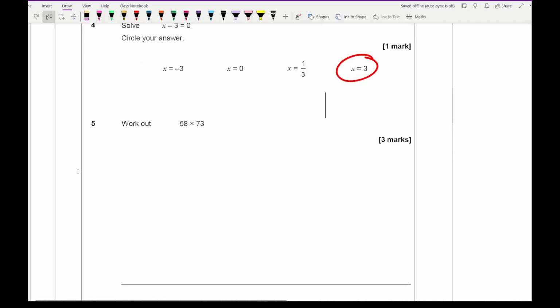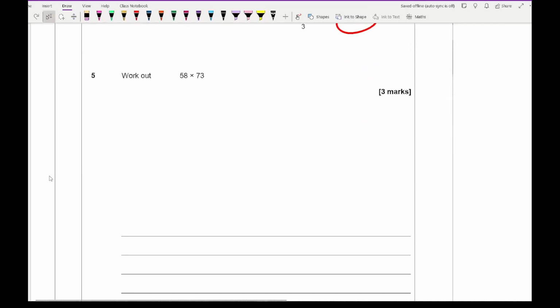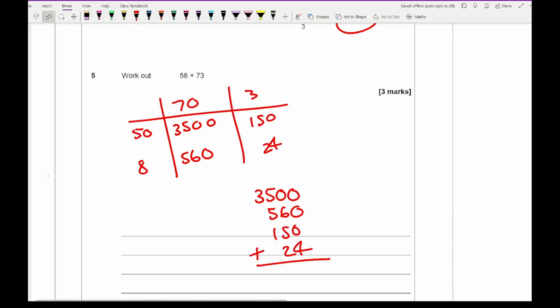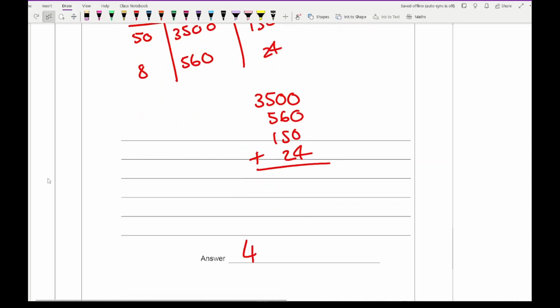Question 5, it says work out 58 times 73. It's entirely up to you which method you use to do this, as long as there's some working out. It's worth 3 marks. And to go through the grid method, so 50 and 8 times 70 and 3. All I've got to do is add them all up. And what should you have as your correct answer? 4234.